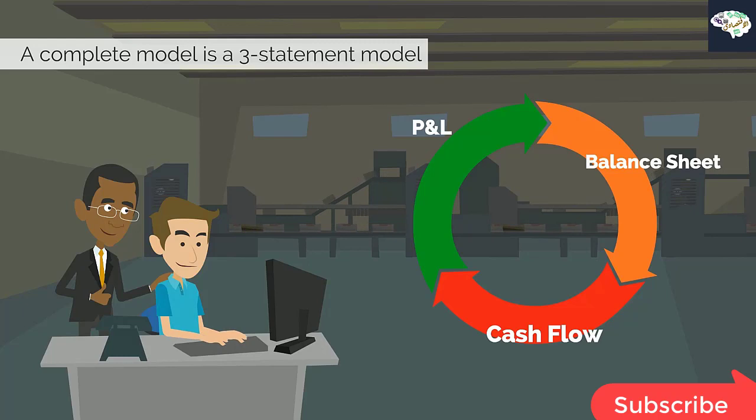We shouldn't forget the three statements are interrelated. P&L items affect the balance sheet and the cash flow. At the same time, the cash flow statement feeds the balance sheet. Financial models should be built in a way that respects these relationships.